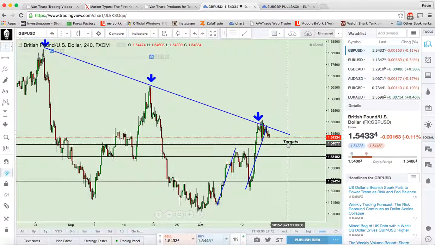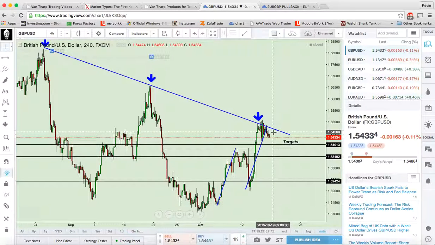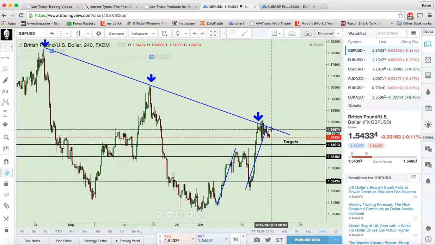The first target for me right now is 154. In my opinion, the price will go down from 154 towards 153.50. So if you took this trade around this area, 154.50, that's almost 200 pips, guys. That's a lot of pips.